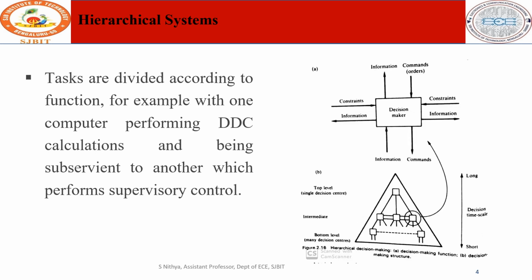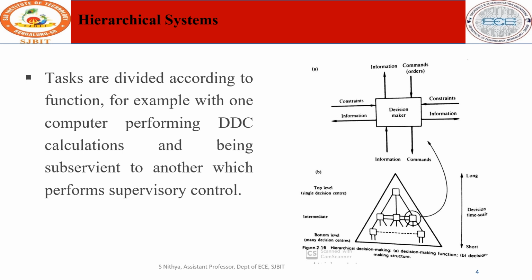The next topic is the hierarchical system. As I told you, in a hierarchical system the tasks are divided according to function. For example, one computer performs the DDC calculation, and another performs the supervisory control. So it is divided according to functionality, one performing the DDC operations and the other performing the supervisory control operations.